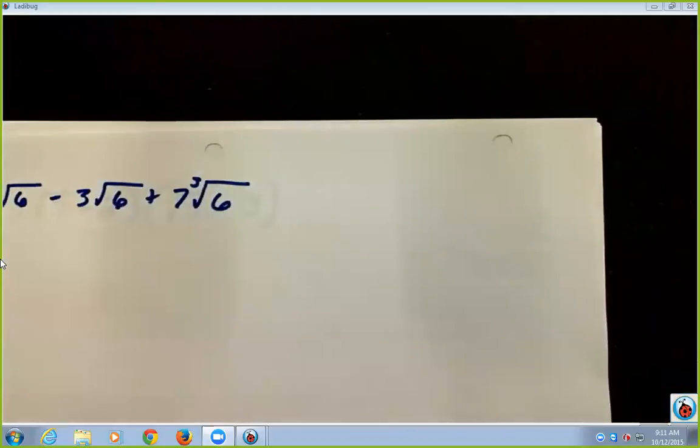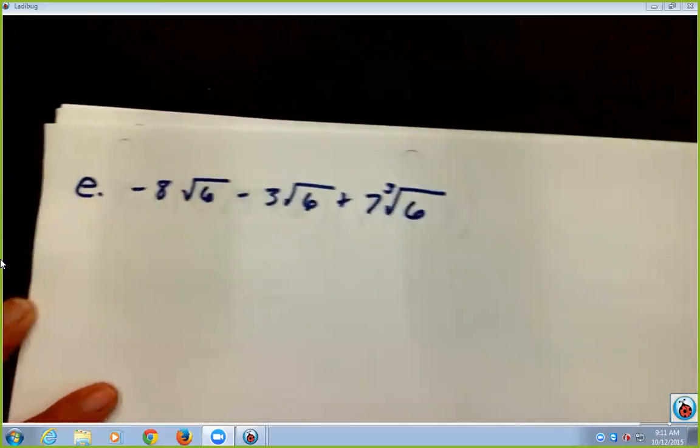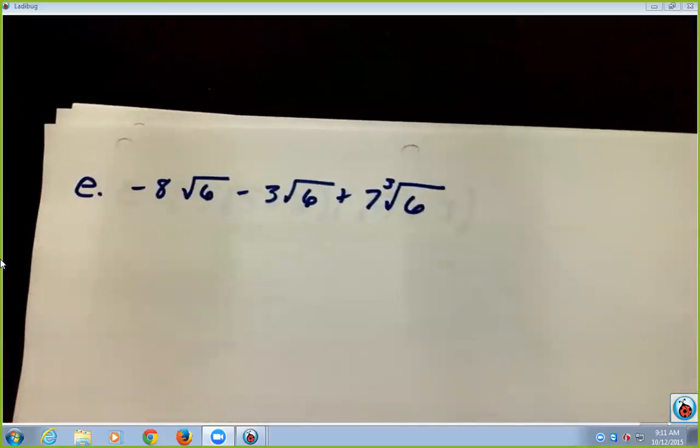Okay. How about this one? See what we can get with this thing. Whoops, I didn't get the whole problem up there, did I? Can I take anything out of there? Do the sixes break down? 6 is 2 times 3, so not much happening there. So what would my final answer be on this thing?